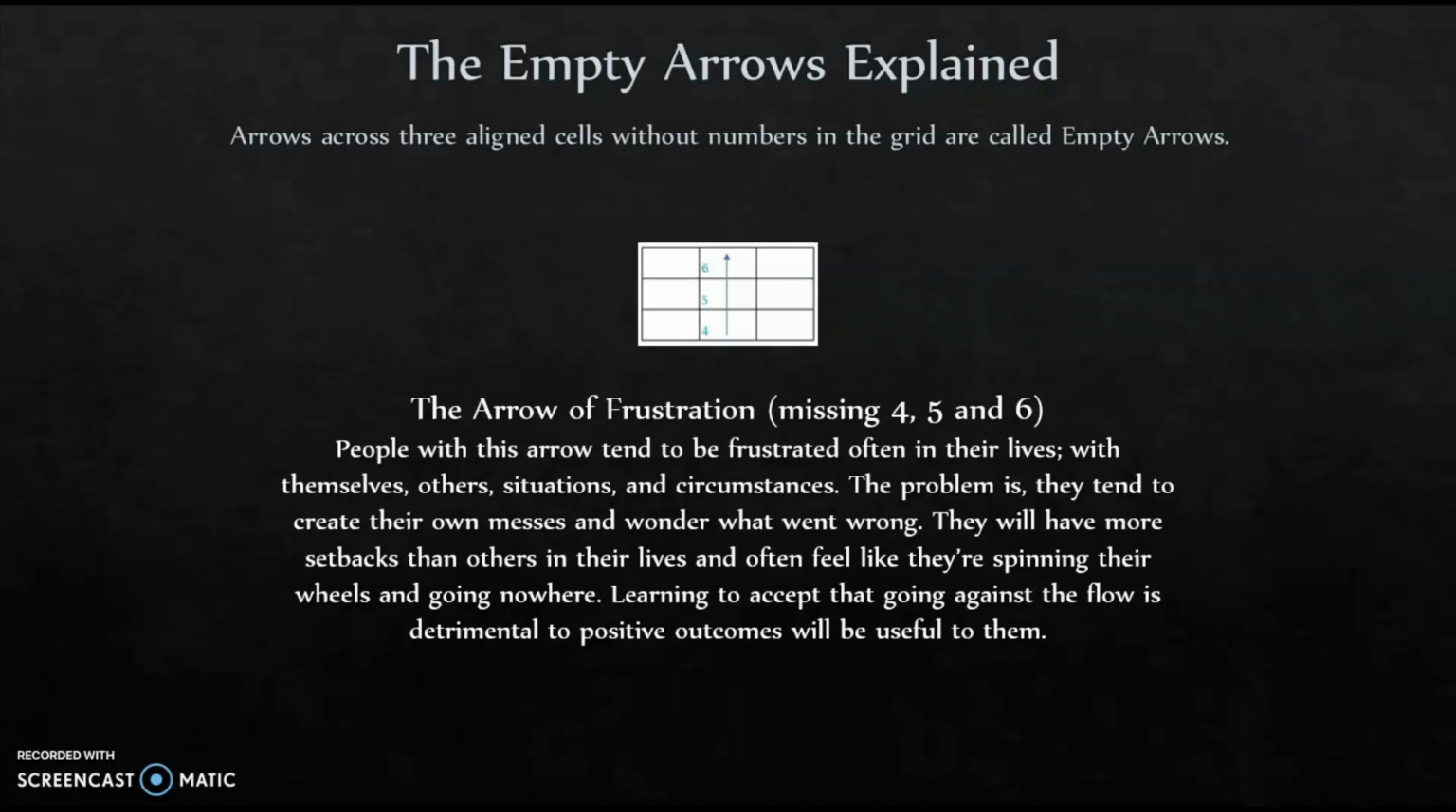The empty arrows explained. Arrows across 3 aligned cells without numbers in the grid are called empty arrows. The arrow of frustration, missing 4, 5, and 6. People with this arrow tend to be frustrated often in their lives, with themselves, others, situations and circumstances. The problem is they tend to create their own messes and wonder what went wrong.